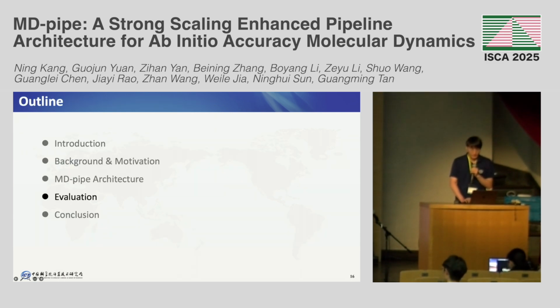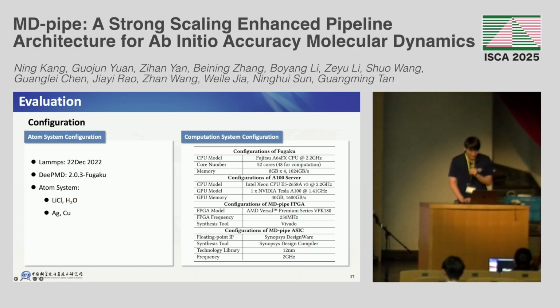The next is the evaluation of MD pipe. First is the atomic system and computation platform configuration we used. For the software setup, we employed LAMMPS in the December 2022 version for MD simulations. Additionally, we utilize DeepMD-kit version 2.0.3 for the deep learning potential model, which we further customize to fit our needs. Moving on to the simulation systems. We test various systems, including copper, water, and other systems.